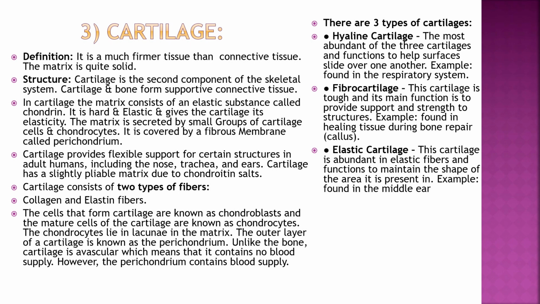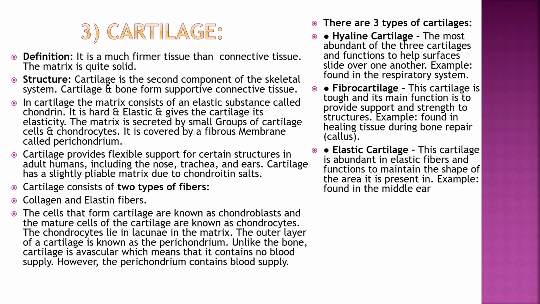The cells that form cartilage are called chondroblasts, and mature cells of the cartilage are called chondrocytes. The chondrocytes lie in lacunae in the matrix. The outer layer of cartilage is known as perichondrium. Unlike bone, the cartilage is avascular, which means it contains no blood supply. However, perichondrium contains blood supply.